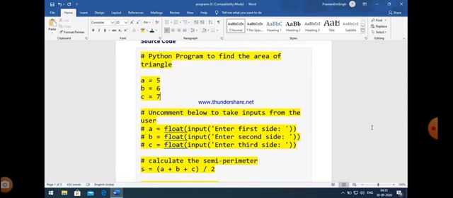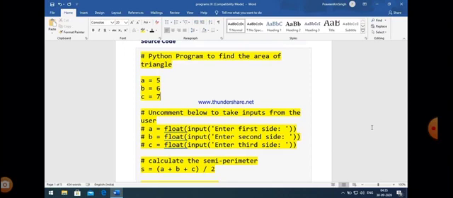Now values are not fixed, so we just do not assign 5, 6, 7 or something like that. After that, give the data type. Here the data type is float, because the length of a triangle is most of the time considered a float value, so it always depends on you. Apply your common sense about what type of data type is used for that particular type of value. So I think in this case float is appropriate.